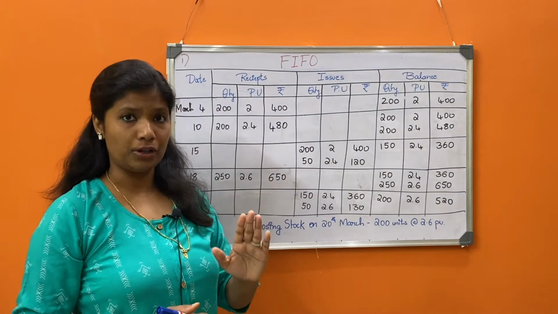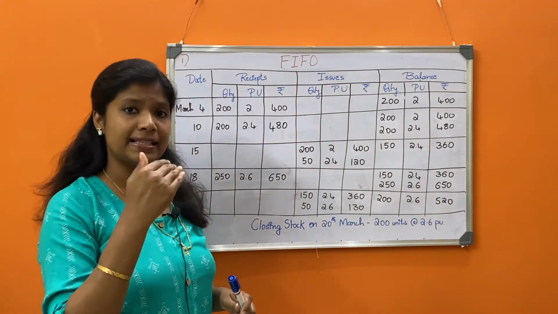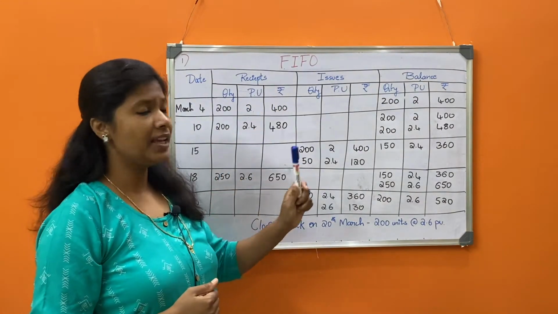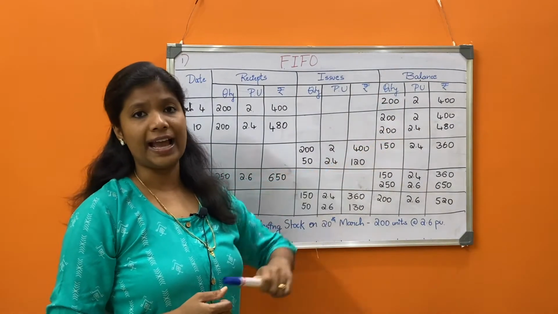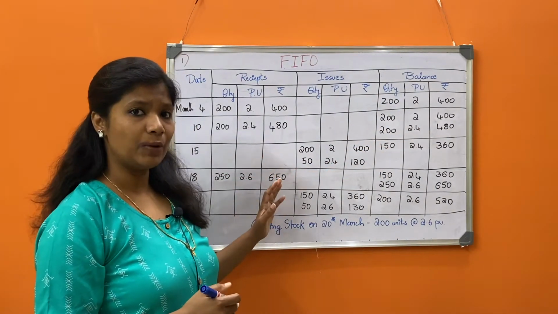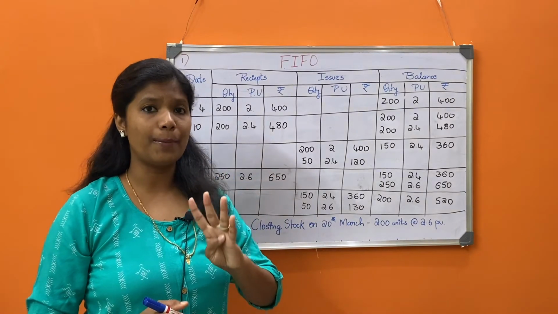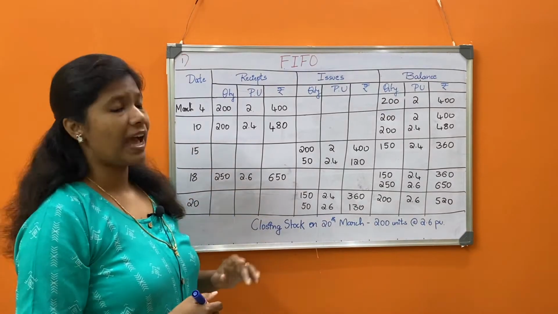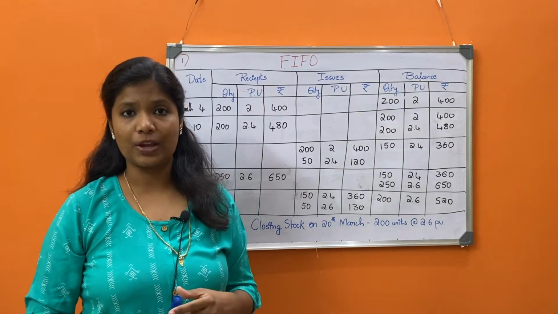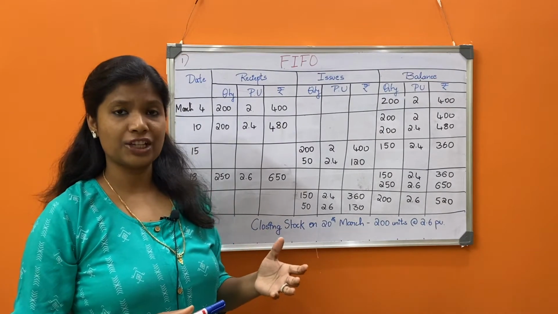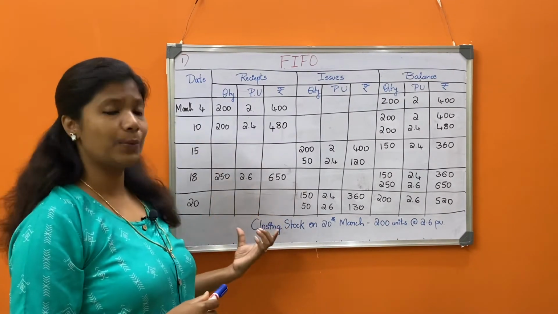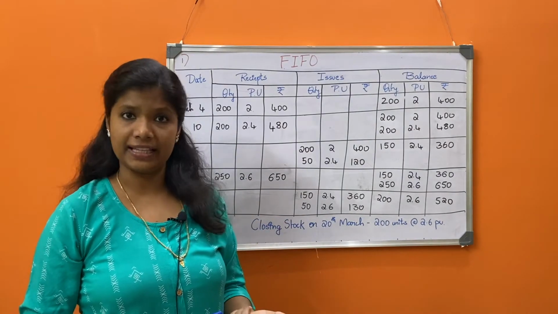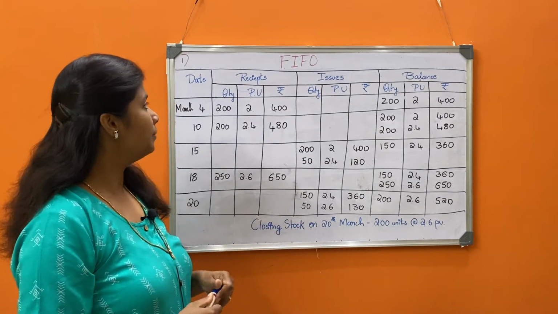So 4 different columns. Now the next 3 columns will have columns called quantity, per unit, amount. That remains common: quantity, per unit, and amount. So this format will remain the same for all the 4 methods of pricing issues. Got it? Now today, we look into the first question, where we have seen transactions for the month of March, a couple of transactions over here. And they've asked us to solve under FIFO as well as LIFO method. So let's begin with the solution.